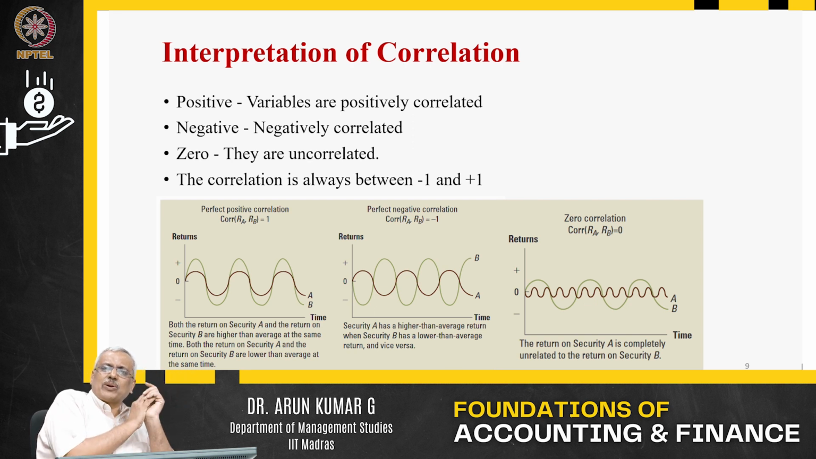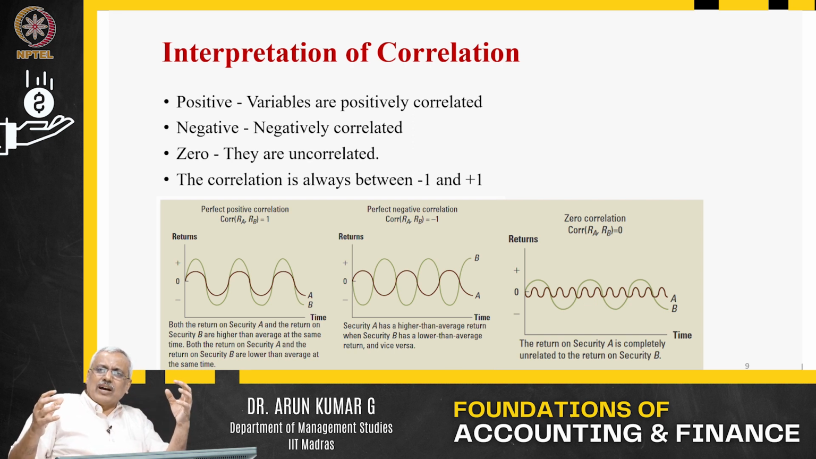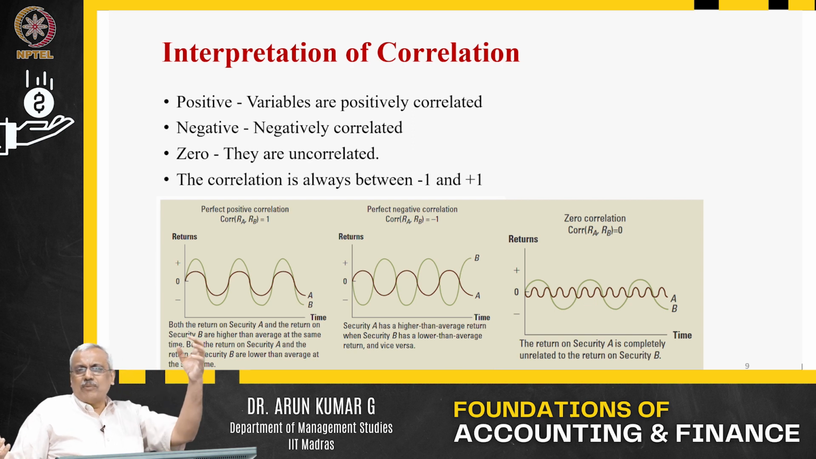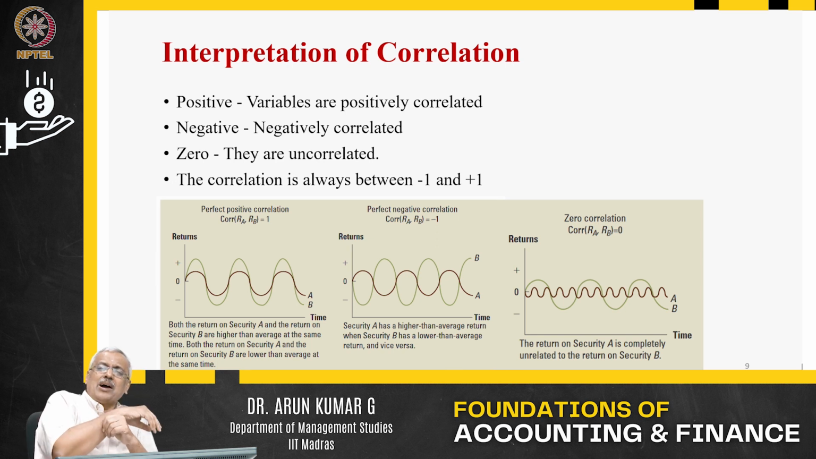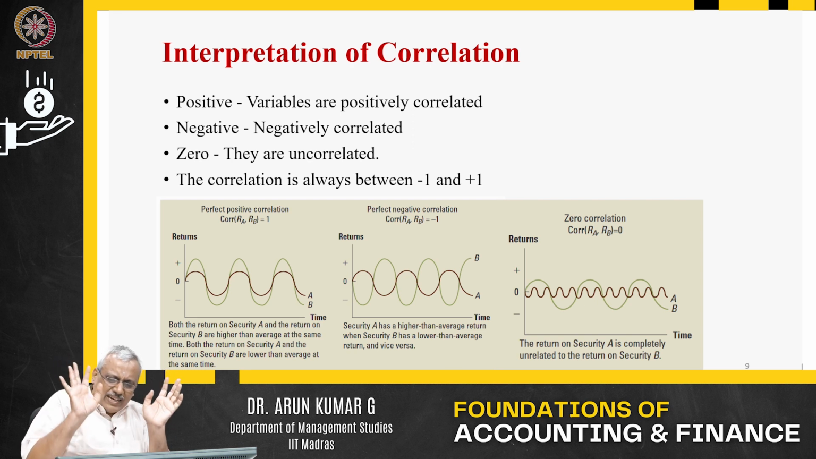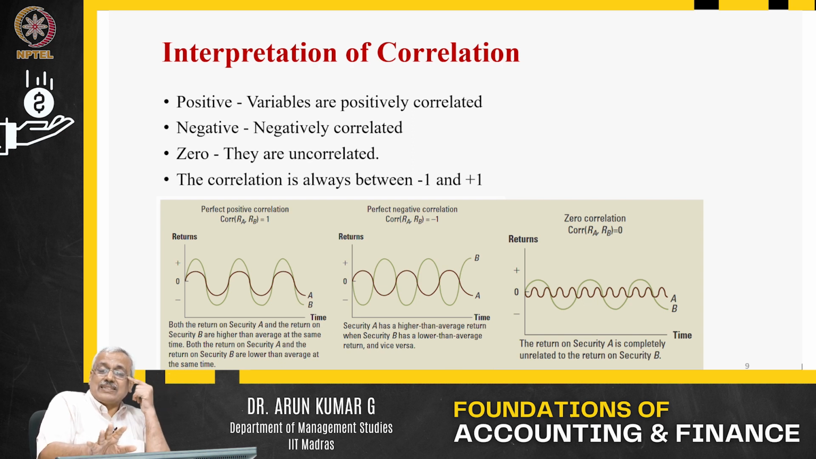In the second graph, A and B move exactly in the opposite direction. When A moves up, B moves down, and so forth. This is a perfect negative correlation, -1. Whereas in the third graph, A is moving independently and B is moving independently. They don't have any relationship between the two. This is what we call zero correlation, as explained here.